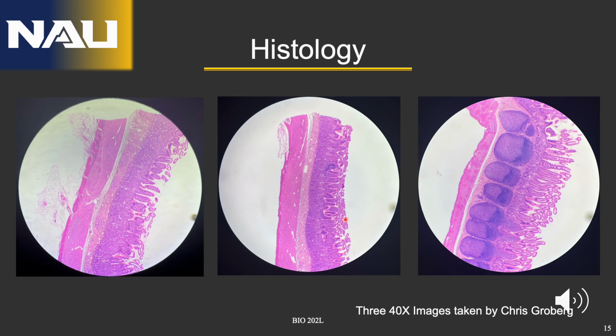Let's see if you can find the muscularis, submucosa, and mucosa. So what was the defining characteristic of all the small intestine? We have villi in the mucosa. So here are villi. Here, here, and here. They're all little finger-like projections into the lumen of the intestine.